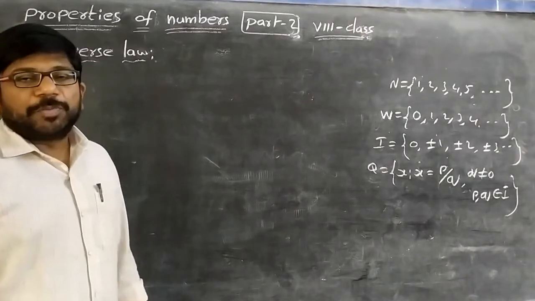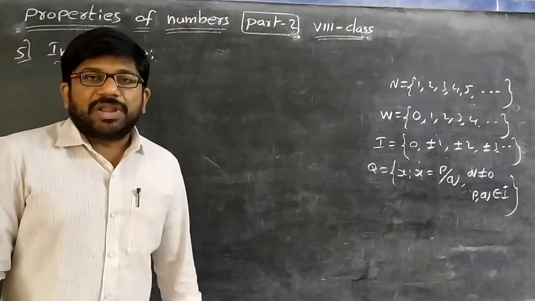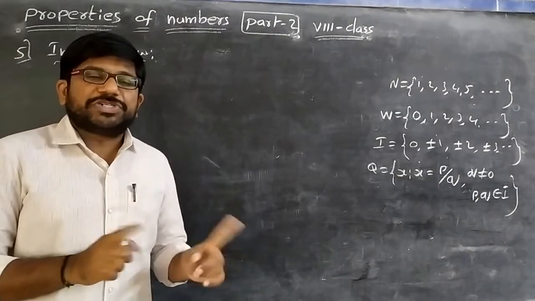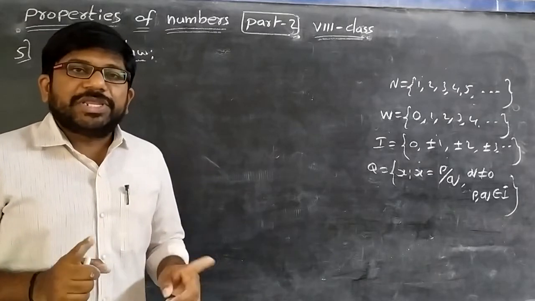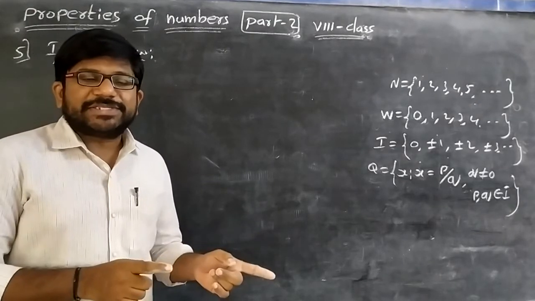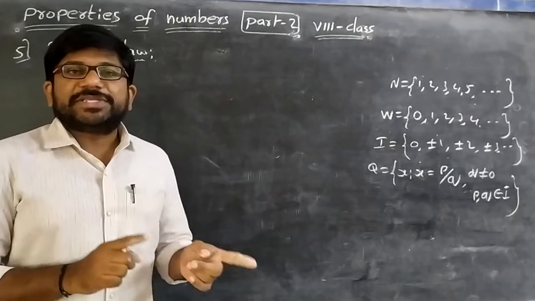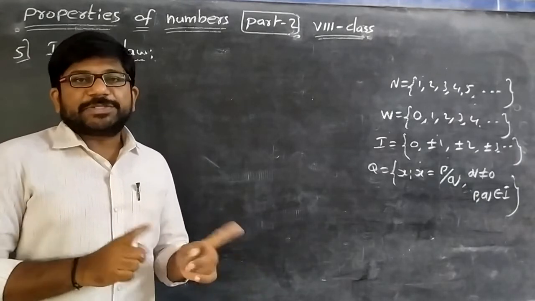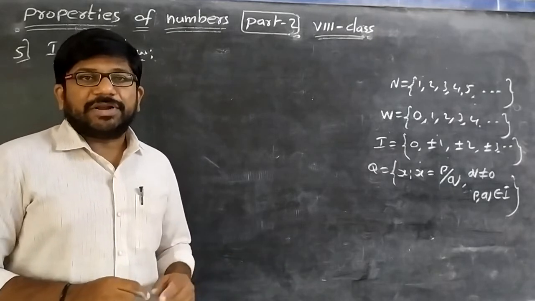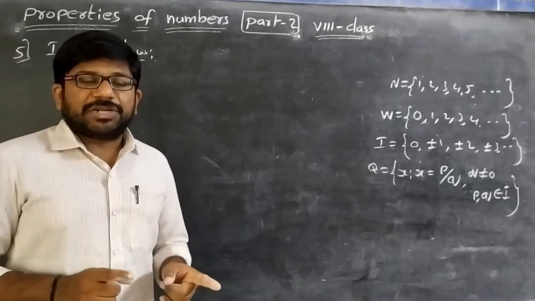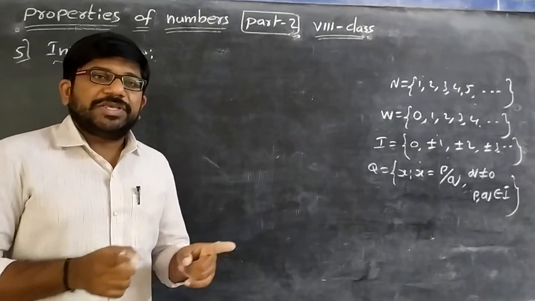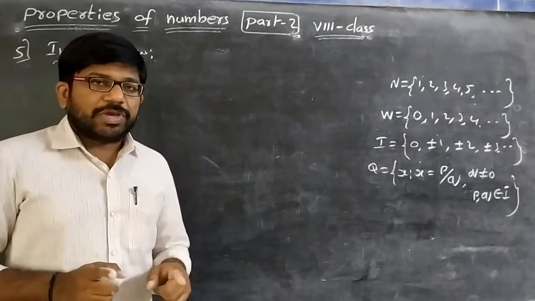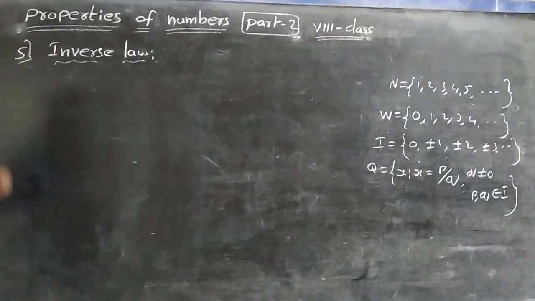Next, the fifth property, inverse law. Observe carefully, inverse means opposite. The inverse of plus is minus, and the inverse of minus is plus. In addition, plus and minus are inverses of each other. And in multiplication, the inverse of multiplication is division, and the inverse of division is multiplication. Okay, observe carefully, the inverse law.